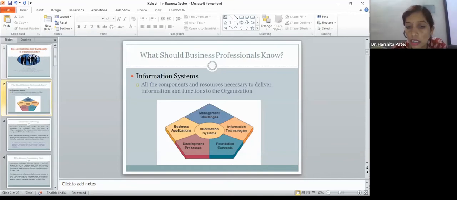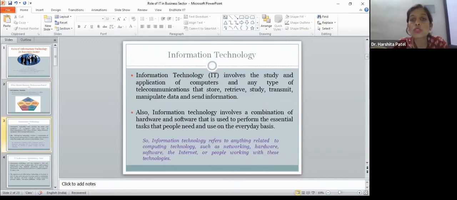So here we are going to talk about information technology, which is a component of the information system of any business, right? So what is information technology in general? If we talk about the definition, or a general understanding, here comes IT.